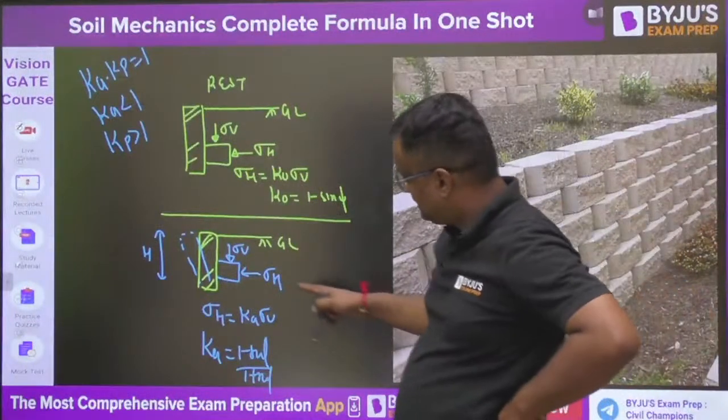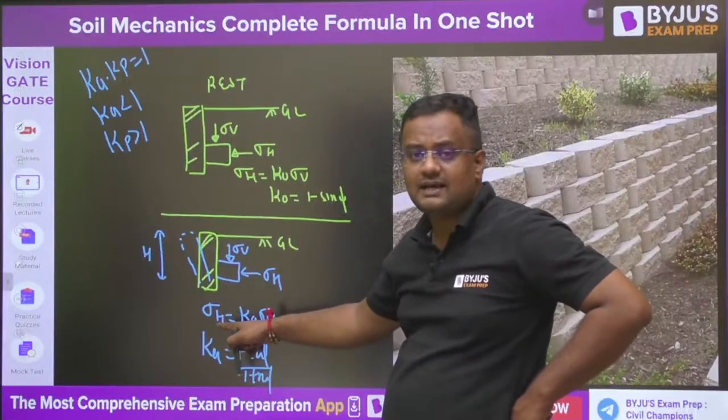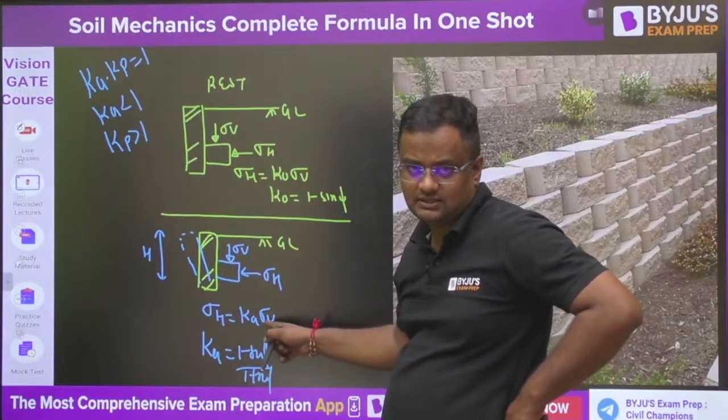So of course here Ka is less than 1. So the horizontal stress is the minor stress and this is the major stress.